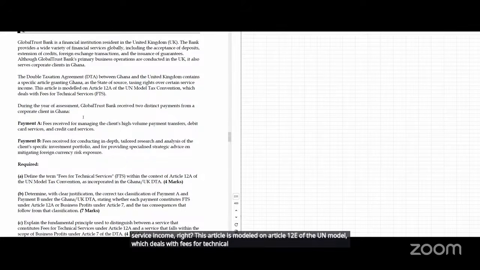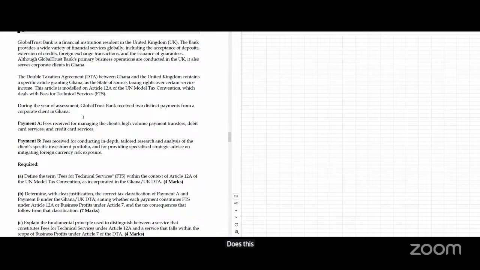services. So during the year of assessment, Global Trust Bank received two distinct payments from a corporate client in Ghana. One, payment A, fees received for managing the client's high volume payment transfers, debit card and credit card services. Does this constitute FTS? Does this constitute fees for technical services? Yes, that's the normal operations of the business.